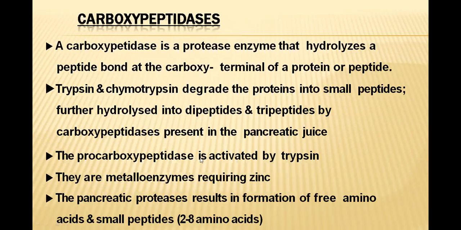So when it is released, it is called procarboxypeptidase. This procarboxypeptidase will be activated by trypsin to carboxypeptidase. And they are metalloenzymes requiring zinc. So the activity of carboxypeptidase requires zinc. When a zinc attaches to this enzyme, then only it will be activated. That's why they are called metalloenzymes. The pancreatic proteases result in the formation of free amino acids and small peptides. Mostly these small peptides will have 2 to 8 amino acids.